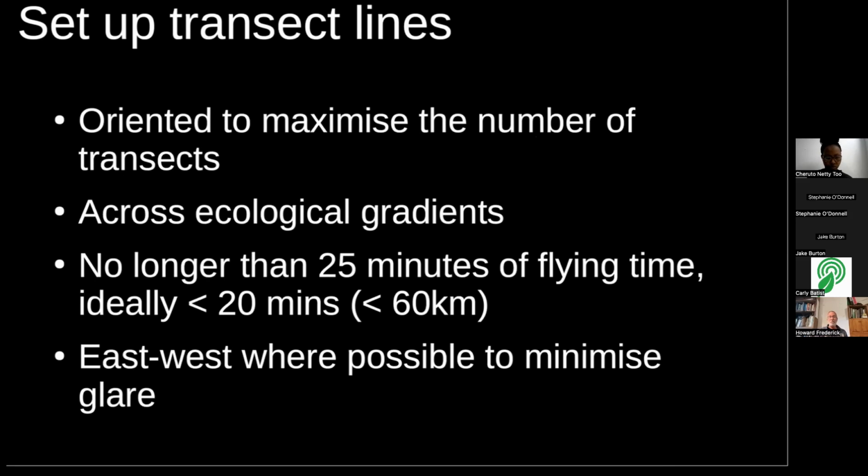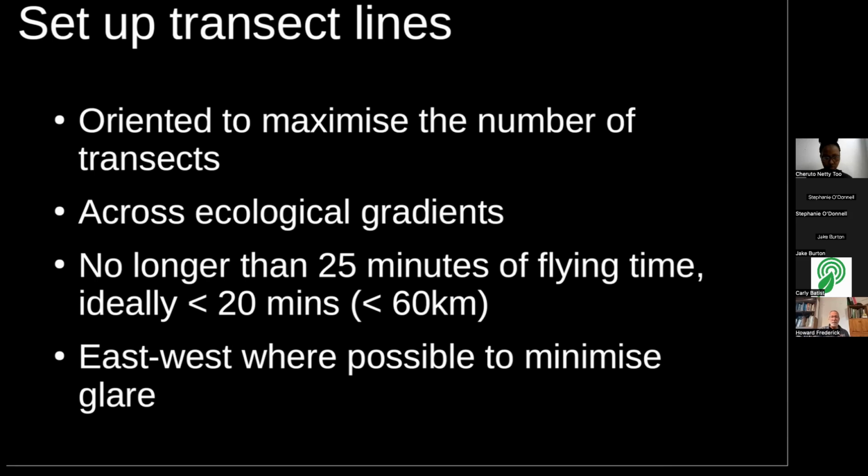A lot of the flying and setting up that we do, the flight planning and the logistics around it, are about setting up the environment for the observers in the back of the aircraft, because the people who are gathering the data have a very difficult job, and fatigue is a real issue. So each transect should never be longer than about 25 minutes of flying time, and ideally less than 20 minutes, which ends up being about 60 kilometers of flight time at the speeds that we fly.